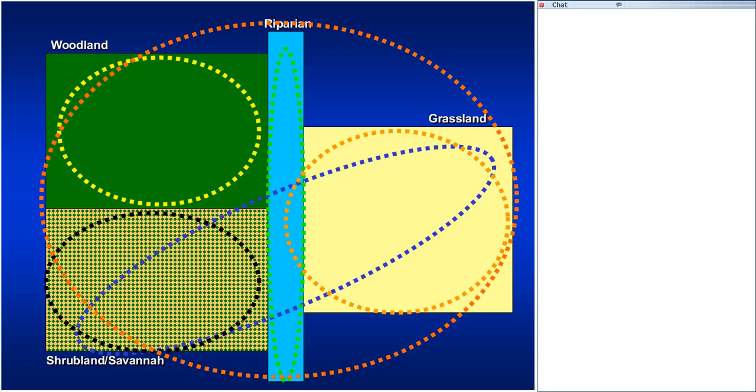So with that, you start thinking about how these different species are overlapping and using the different habitat types. So that's an important way to think about how the different birds are utilizing habitats and where they may be limited to a particular habitat type.